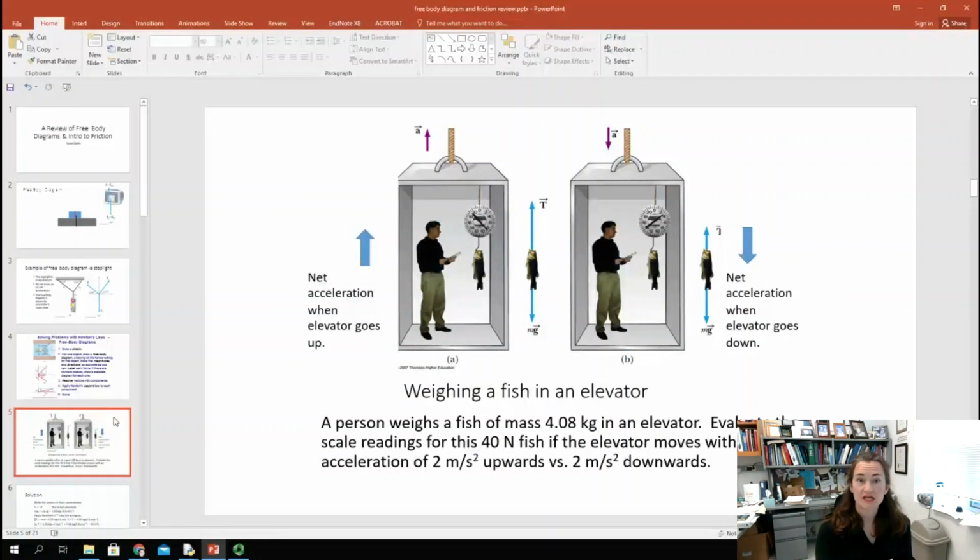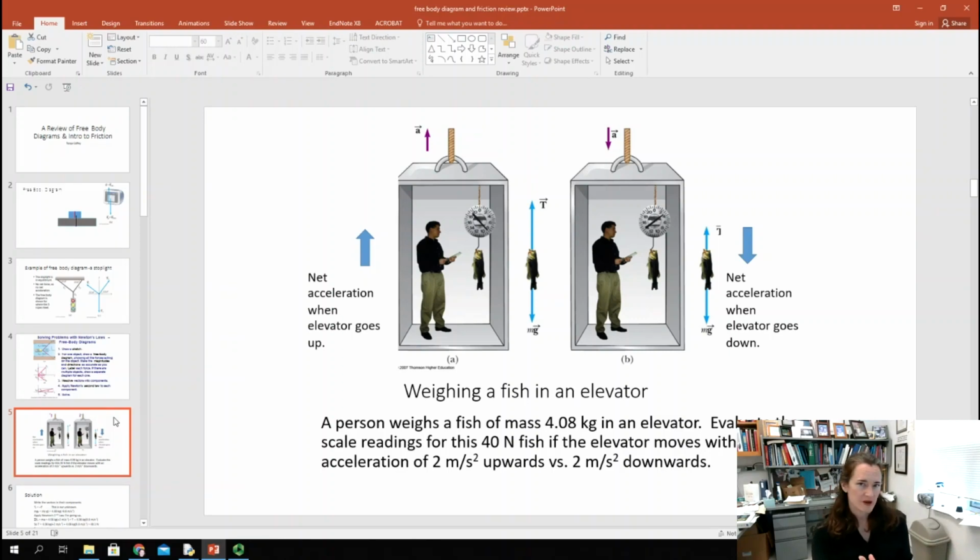All right, so here there is someone that is inexplicably trying to weigh a fish while they're riding in an elevator, which is something I don't recommend, as it's probably a rather smelly endeavor. But here we go, nevertheless. So let's say that you've got a person and they're weighing a fish.